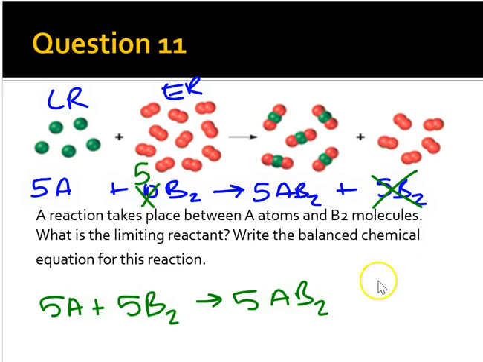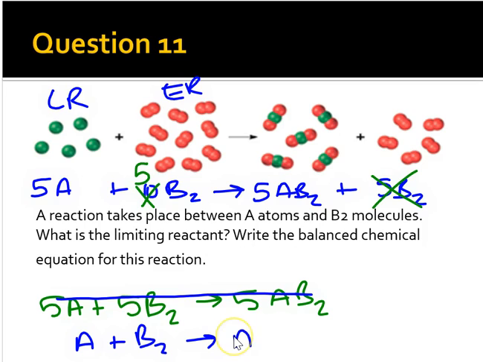The only thing is, why do we have all coefficients of 5, right? Is that the simplest way we can show this? No. We can actually reduce that. So I'm going to go ahead and reduce that by writing out A plus B2 yields AB2. That is the balanced chemical equation for this reaction.